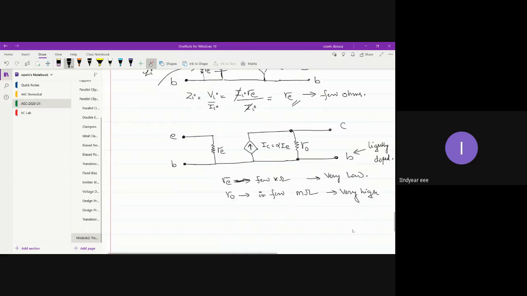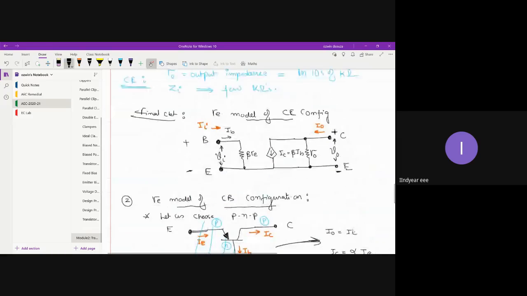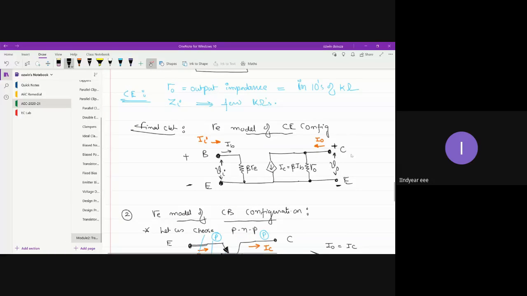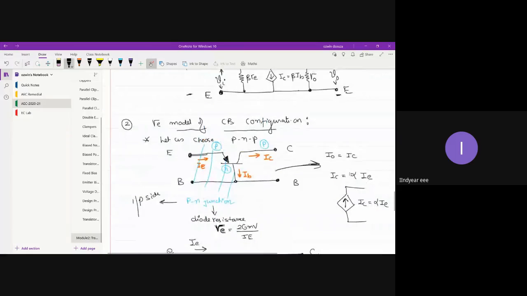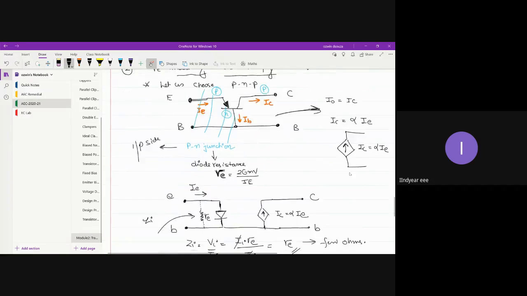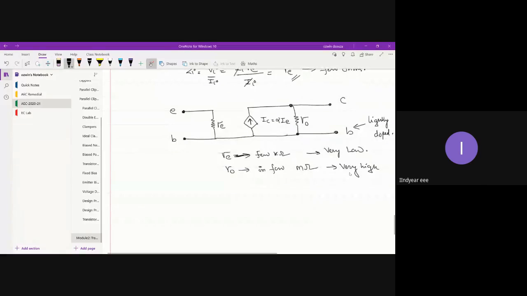Due to that fact, the output junction will have a very high resistance. On the other hand, if you look at your common emitter configuration, what do you have? The output terminals as collector and emitter. So collector and emitter both are heavily doped. Heavily doped means conductivity is very, very good. That means to say resistance will be very small, right? So that's the reason the output impedance of common emitter configuration will be in few kilo ohms or tens of kilo ohms. On the other hand, common base configuration will have an output impedance in the range of mega ohms.